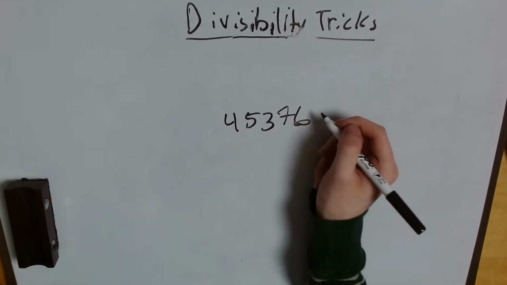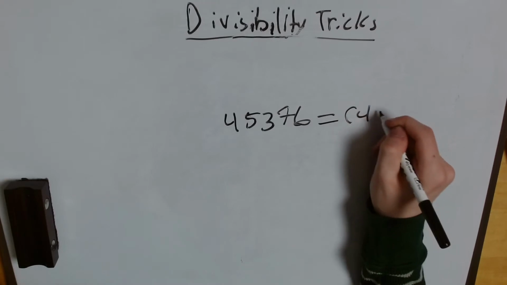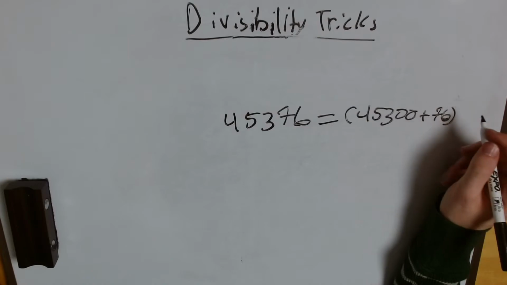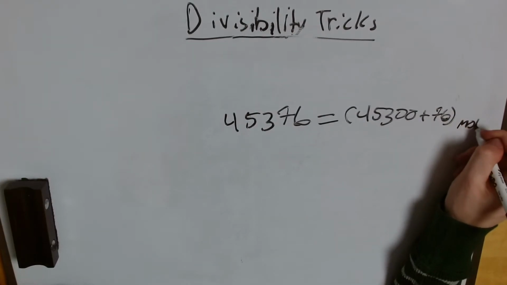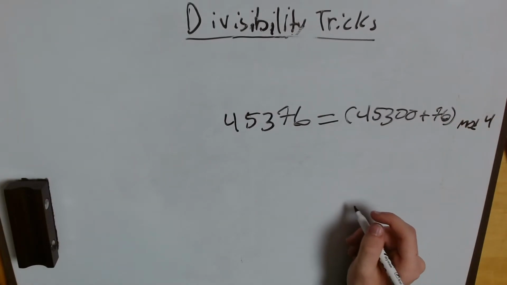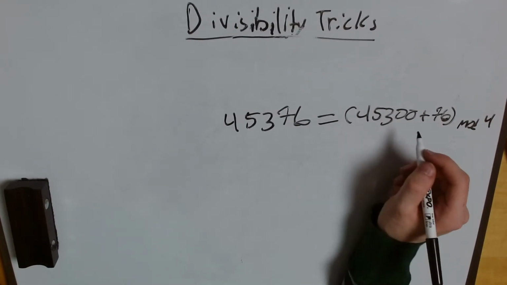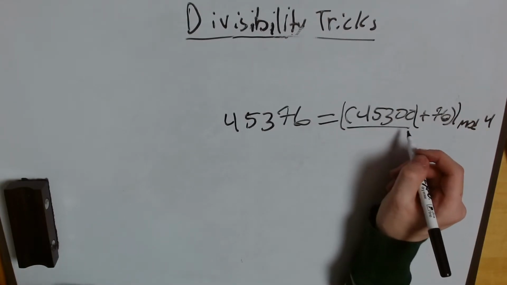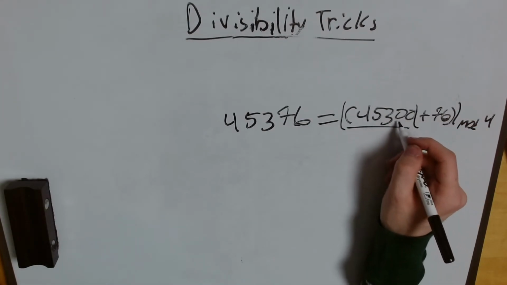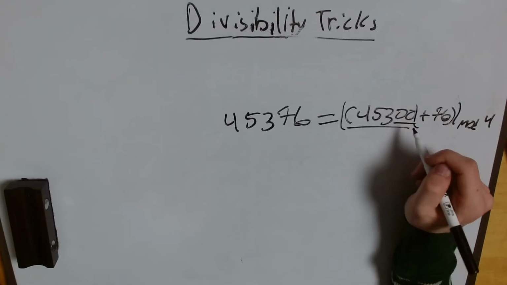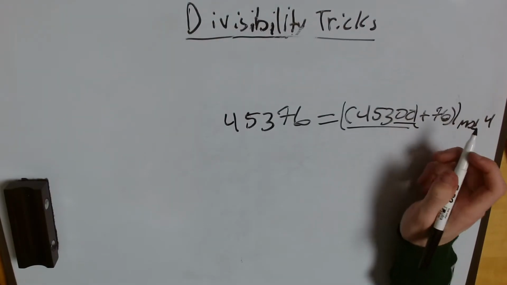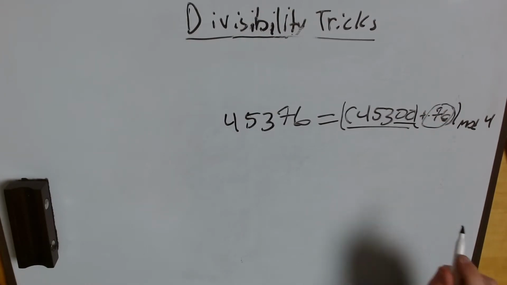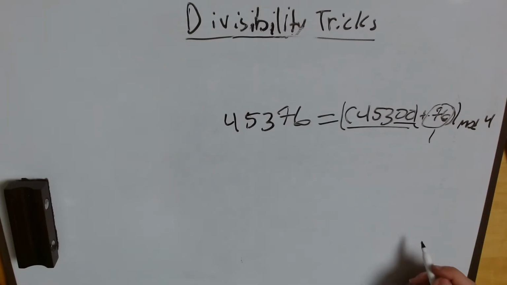For example, let's take this 45376 number. I'm going to rewrite it as 45300 plus 76. Right? I'm going to take the modulus of that. Now, I can split this up into 2 parts, right? This part and this part. I know this part is divisible by 4 because it's divisible by 100, because it has these 2 zeros here, and 100 is divisible by 4. But this last part, I'm going to have to test. If this is divisible by 4, then my whole number is divisible by 4.